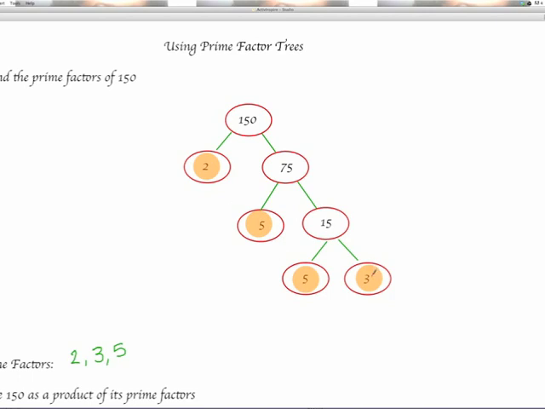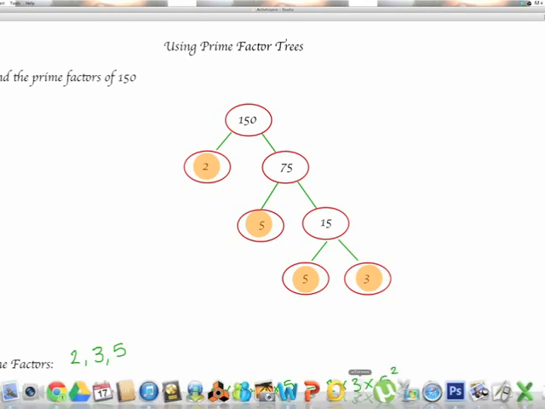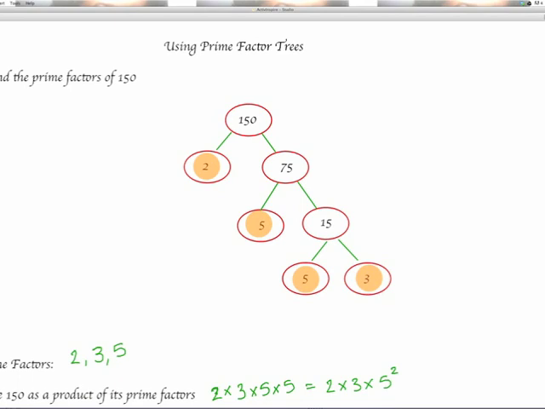Okay, if we want to write 150 as a product of its prime factors, we're still going to use those numbers, but because they need to be a product of the prime factors, we're just going to multiply all of those together. So I've got 2 times 3 times 5 times 5, and just to make it a little bit neater, that's 2 times 3 times 5 squared. 5 times 5 is just 5 squared.